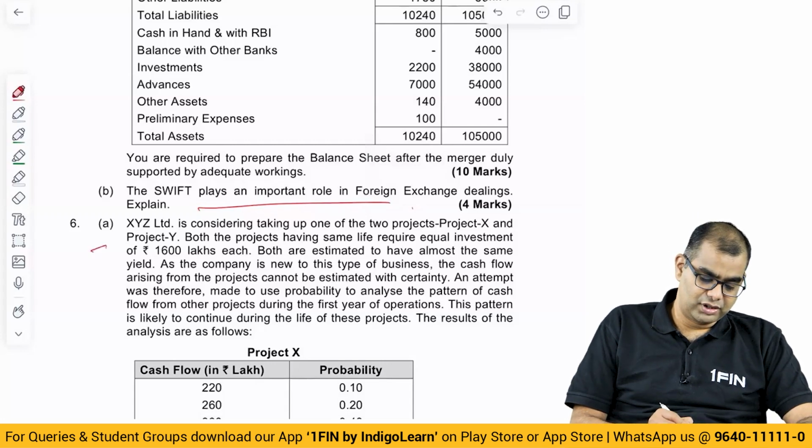Then 6A. There are 2 projects, X and Y, both have the same life, require equal investment, and both are estimated to have almost the same yield.